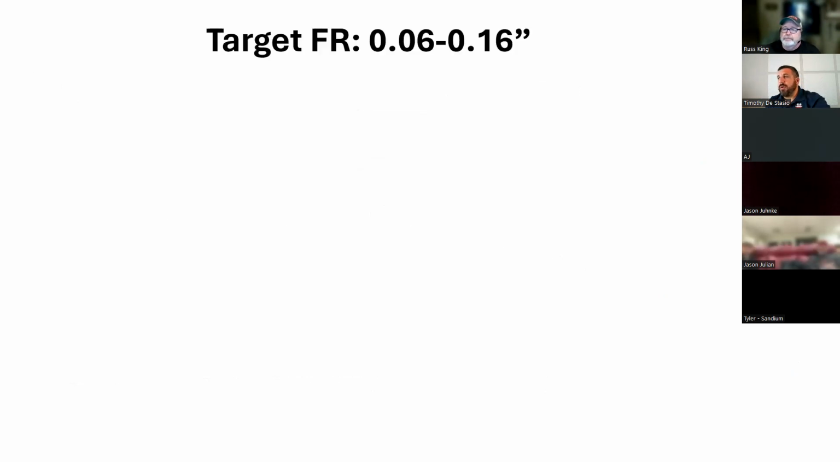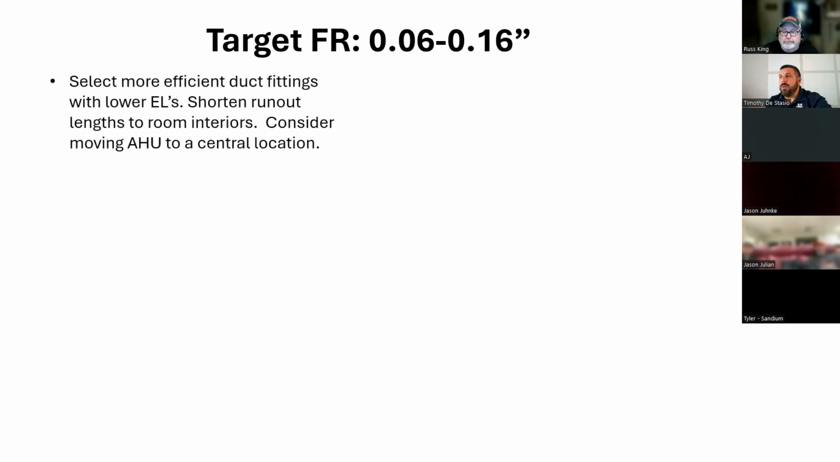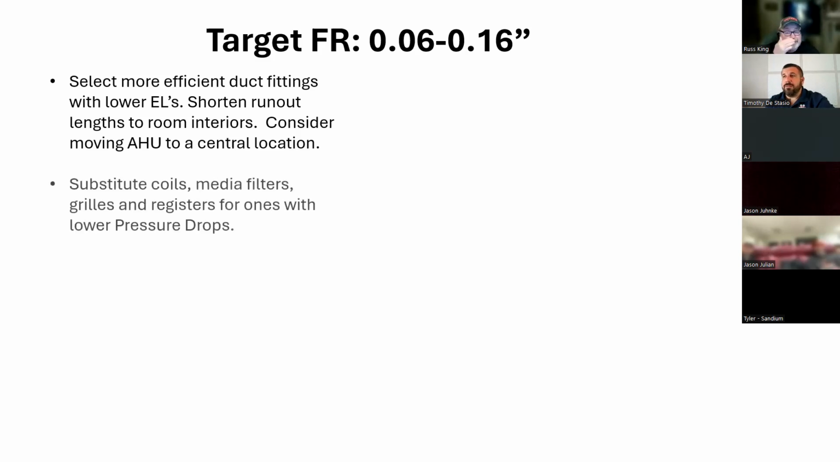So our target friction rate, according to Manual D, is 0.06 to 0.16. So if we're below 0.06, that's kind of on the low edge. What are some things we can do to bump it up? Well, you're going to have to do a lot to get that up. And so you may have to select more efficient duct fittings with lower equivalent lengths, shorter run-out lengths. So maybe go to the room interior instead of the room exterior. Maybe your air handler is all the way at one end of the house. Maybe you need to move it to a central location to get those lengths down.